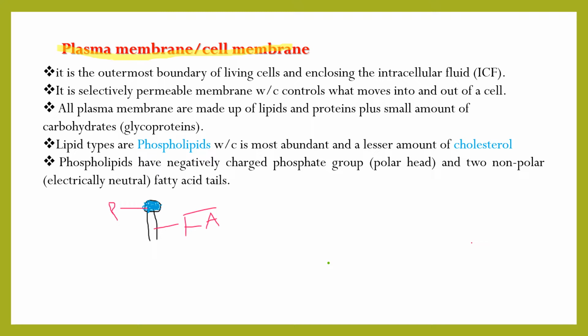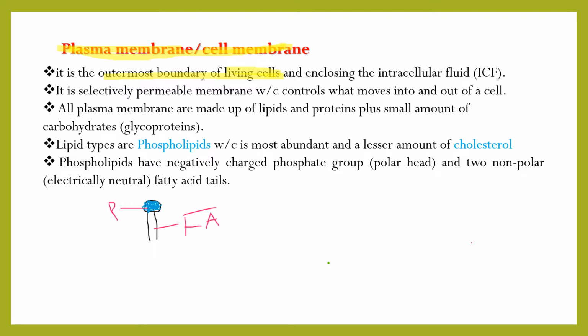Anyways, this is a plasma membrane or cell membrane. The cell membrane is the outermost boundary of living cells. Even if some cells, for example, plant cells, fungal or algal cells, have an additional or extra boundary, which is the cell wall, the cell wall is not the living part of the cell, but the living part of the cell starts from the cell membrane. Therefore, we say that the cell membrane or plasma membrane is the outermost boundary of living cells.